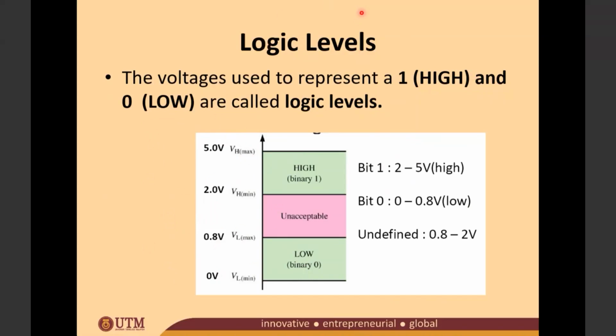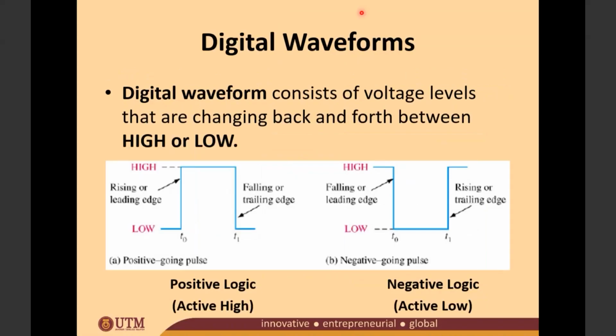Okay, then we go to the next slide, which is the digital waveform. So what is a digital waveform? The digital waveform consists of voltage levels that are changing back and forth between high and low. Maksudnya kat sini, kalau kamu ada waveform macam ni, yang ni kita panggil dia sebagai digital waveform. Kenapa? Sebabnya ia consist of logic level 0 and 1 in the single waveform.